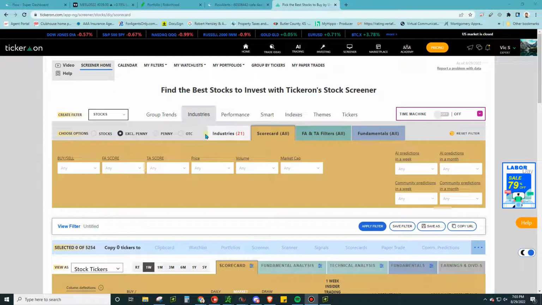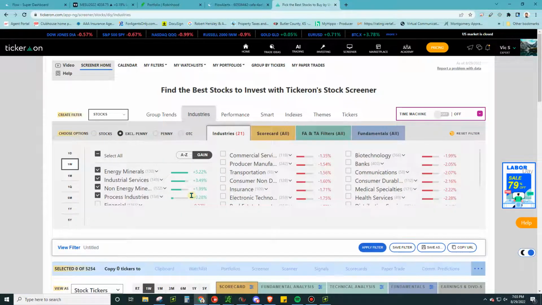So what's been working really good is going to the Tickeron screener. This is free to look at, and I'm just looking at the most recent week's performance and filtering for that. We want to see, based on gains, what's been running or moving really well.